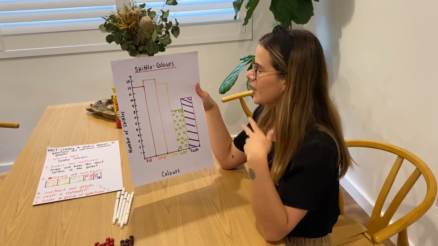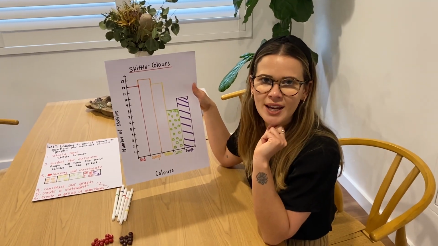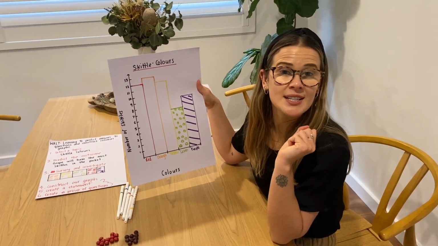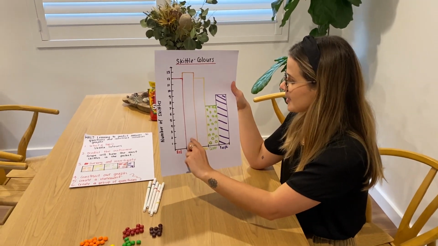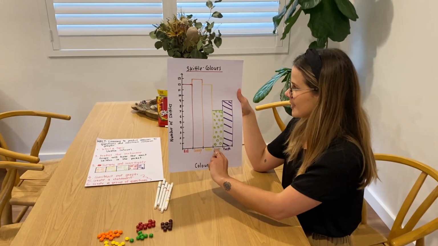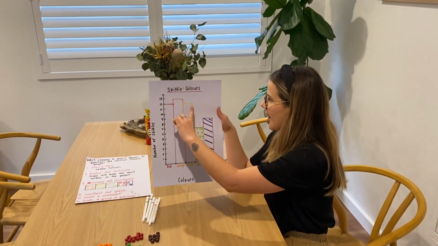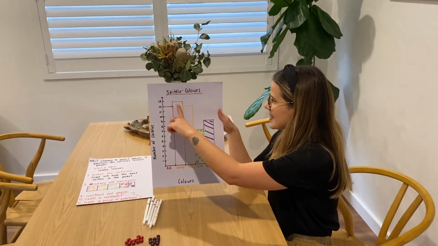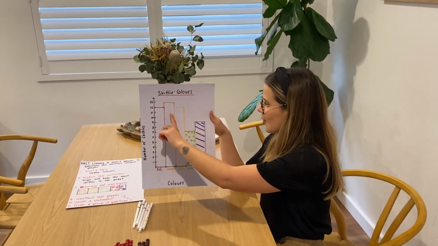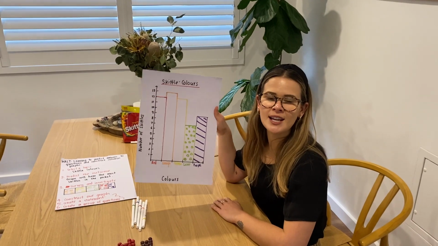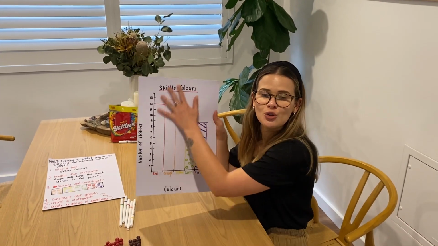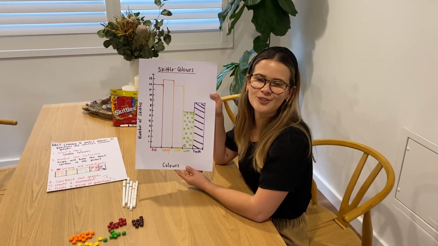Another question could be, what was the difference between the orange Skittles and the green Skittles? So your family member would have to work out how many Skittles difference there was between the green and the orange. Remember, these questions need to be able to be answered using the data in your graph.